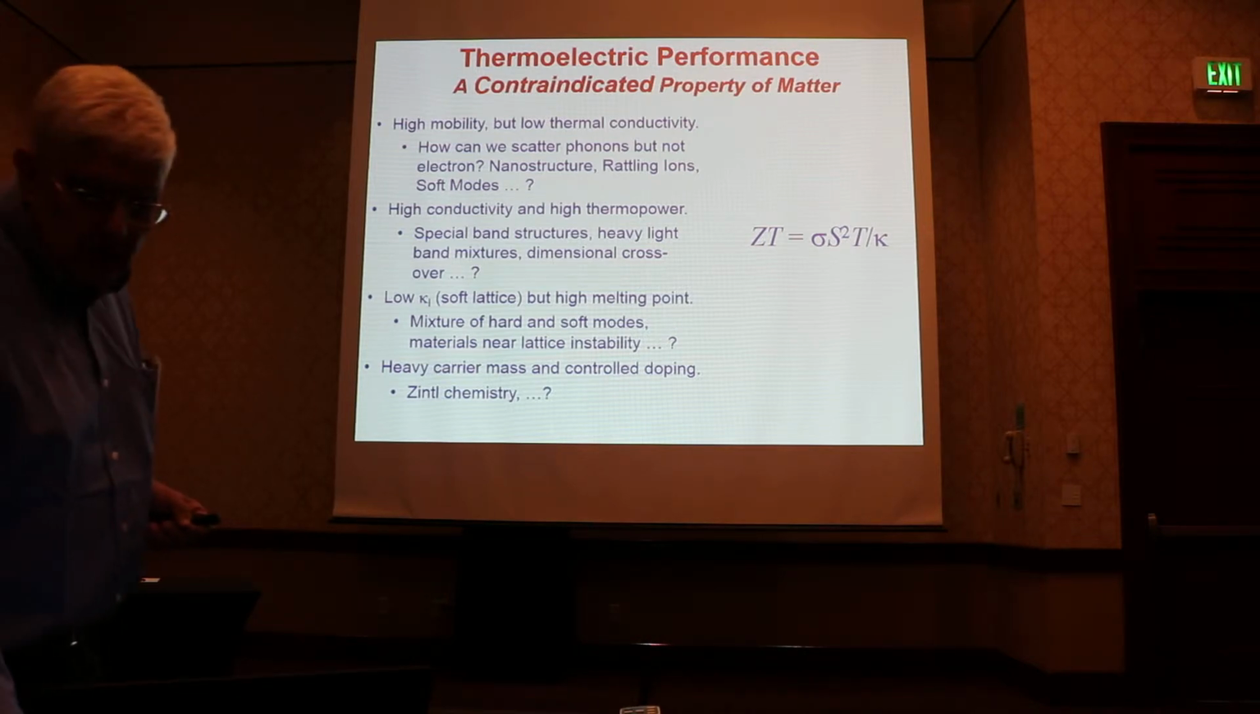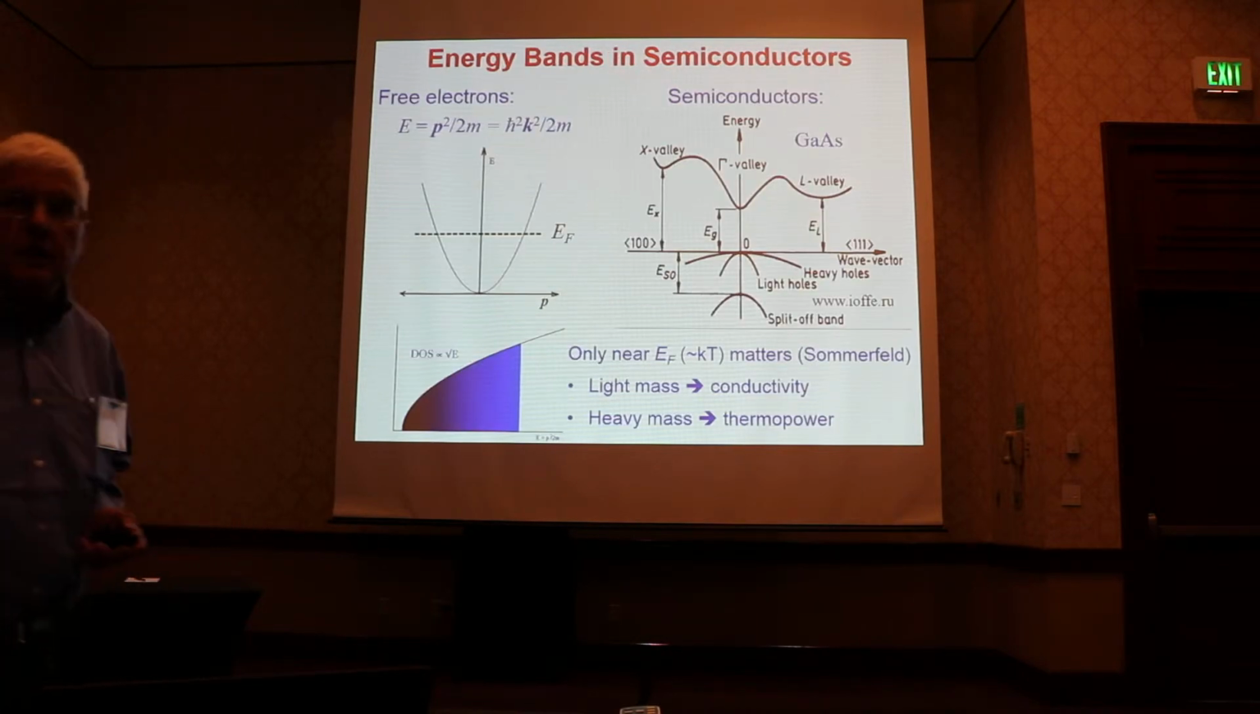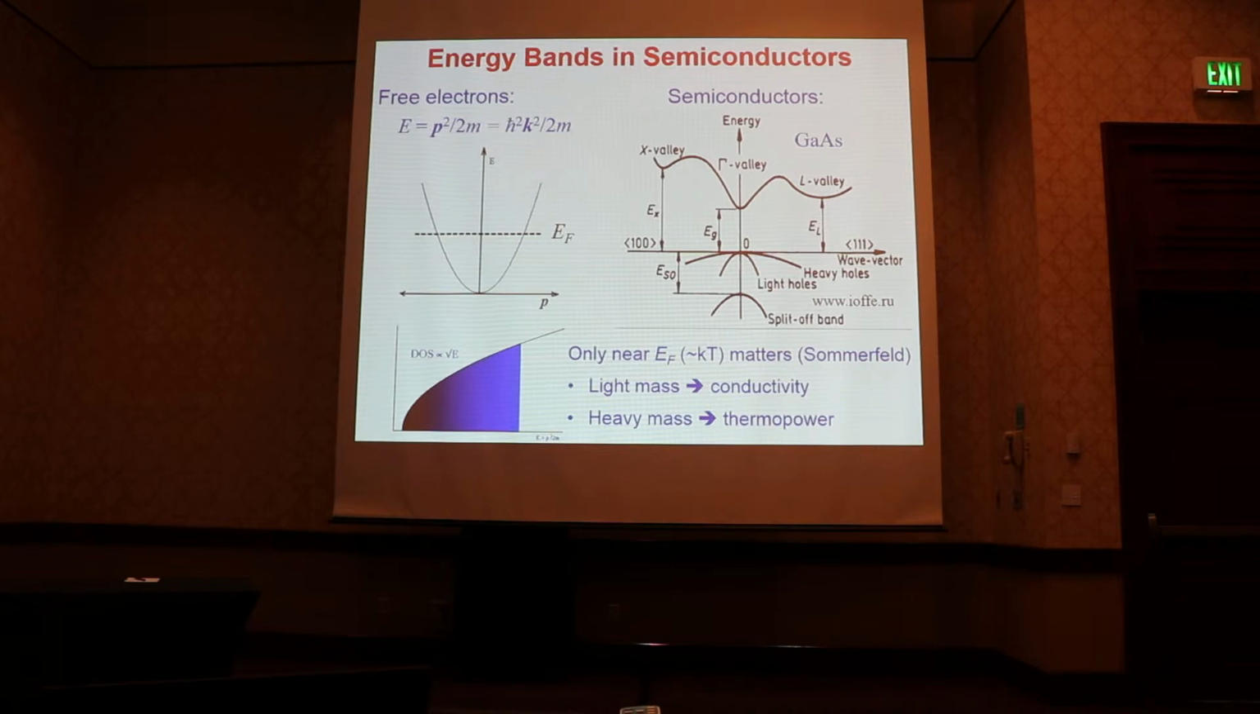And just to make that a little bit more concrete, this is what we see in textbooks, is we see this parabolic band model. This is the density of states of a parabolic band model in 3 dimensions. And if you take into account the normal behavior of scattering, electron-phonon scattering, you find out that there's no way to resolve this conundrum that you want high conductivity and high thermopower.